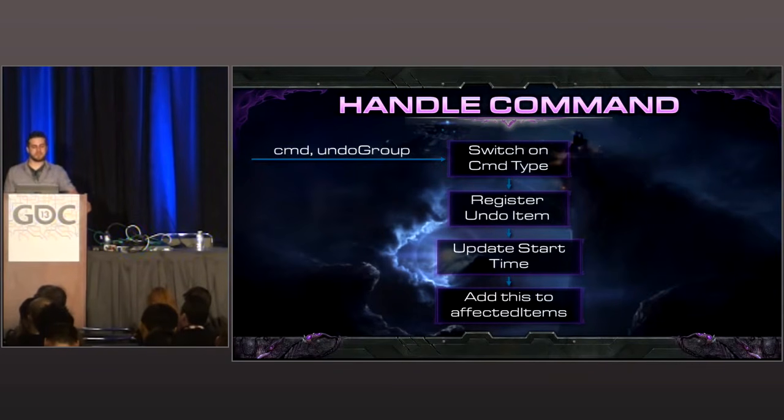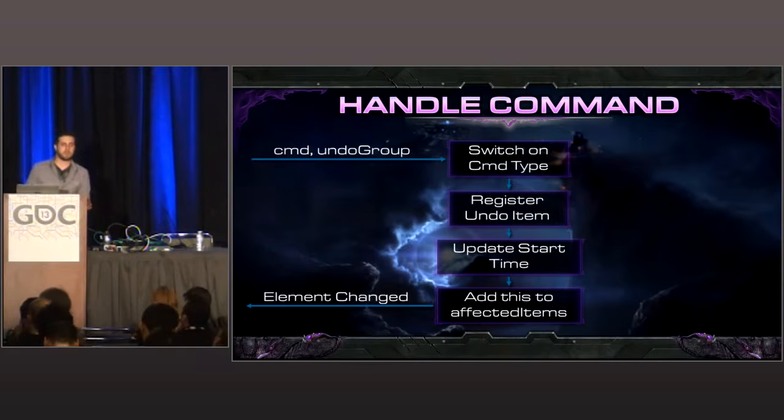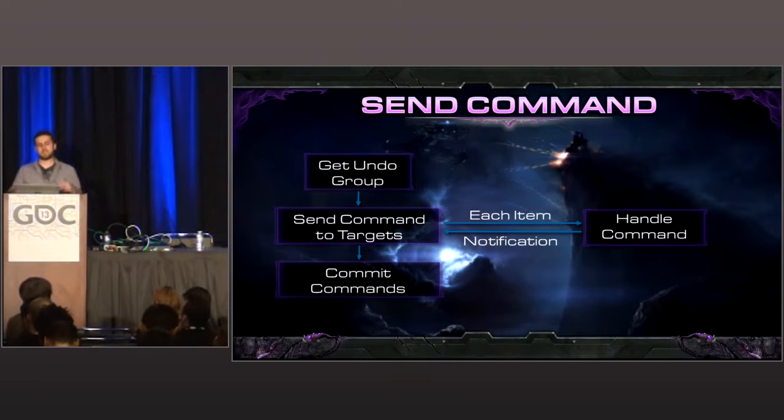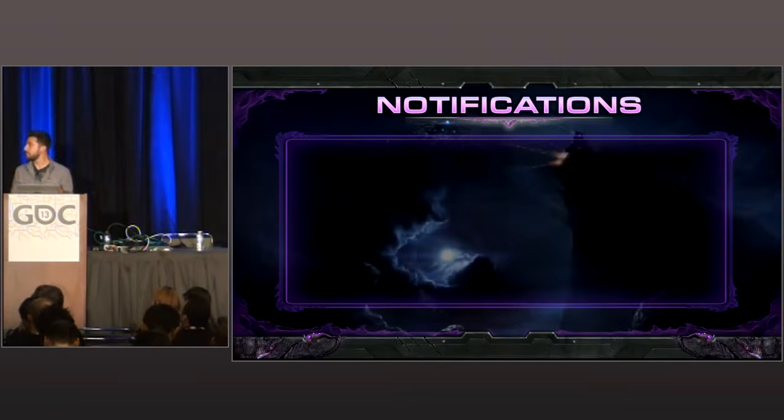So once it adds it to the affected items list on the command, it returns an element change notification. So all commands, once they're done handling, return back a notification code. And what happens is we take that notification code, and for every single object that gets handled, we just OR together all of the notification codes, and we take that notification bit mask and pass it into commit commands. So what do we do with that?